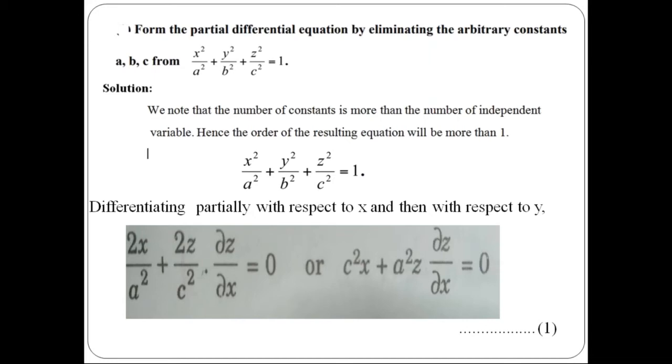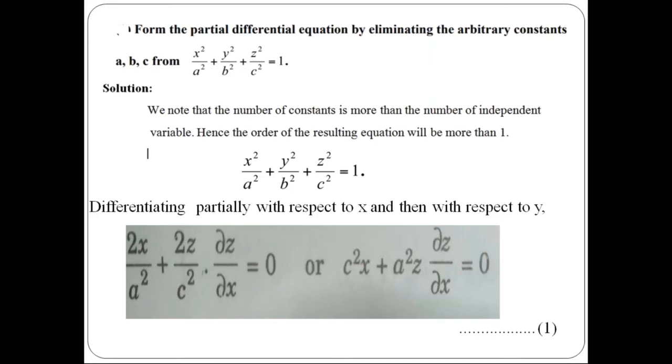I will give you one point also: whenever the number of arbitrary constants is less than, or equal to, the number of independent variables, then it will be an equation in p and q form. I will explain in this example. It will be clear to you. Here, the order of the resulting equation will be more than one, as the number of independent variables is only two and constants are three. Whenever constants are more than independent variables, the order of the equation will be greater than one.